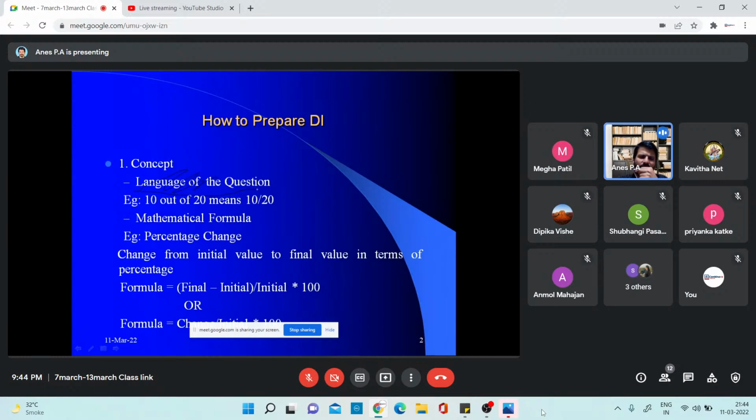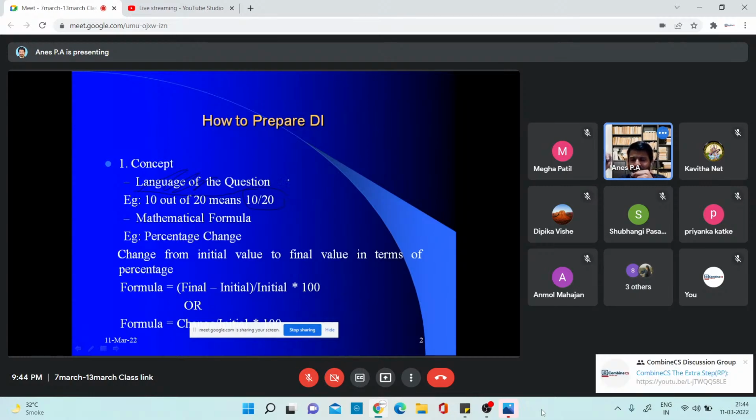Here I give one example. If it gives 10 out of 20, we need to understand that 10 out of 20 means 20 comes under the denominator and 10 comes in the numerator. You just understand that normal thing, else you could not answer. So this is the language of the question.